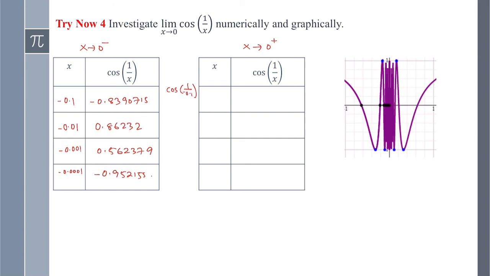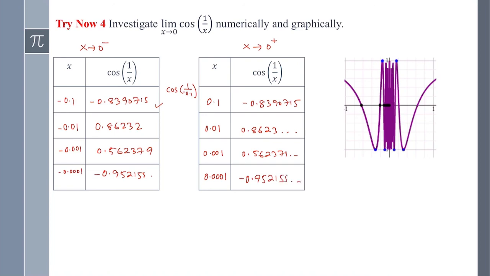Then let's do the same thing. Let's take the positive value and check what we get. Okay, so if you take x equals 0.1, we'll get negative 0.8390715. We get the same value that we have here, okay? So if you take 0.01, then we get 0.86, so we'll get a positive value, and then more numbers after that. 0.001, 0.562379, and then more numbers after that. So 0.0001, we get negative 0.952155, and then more numbers.